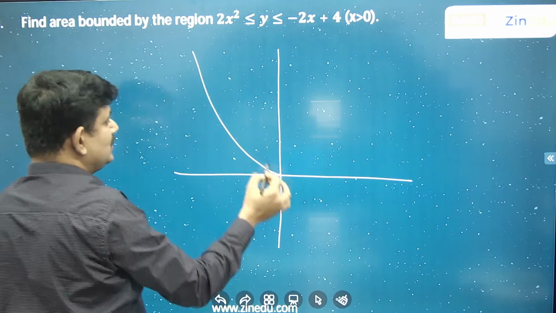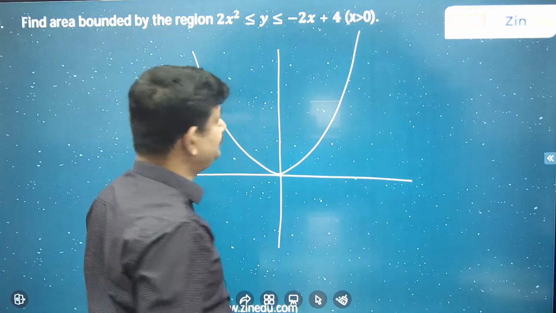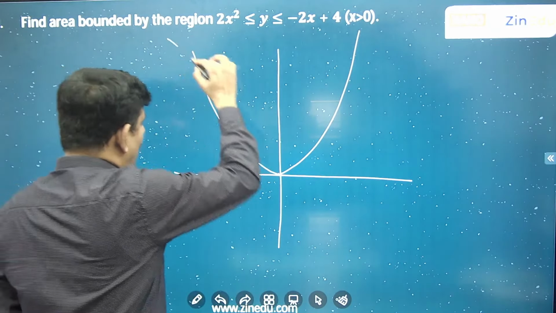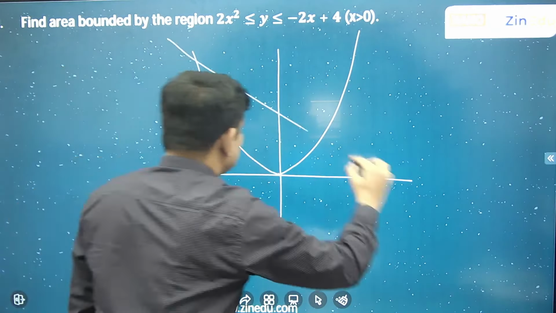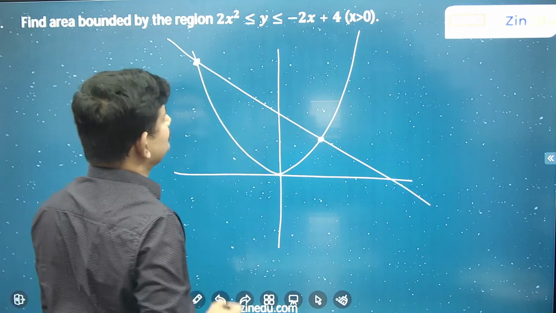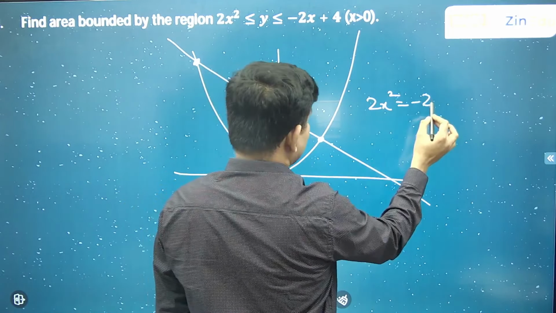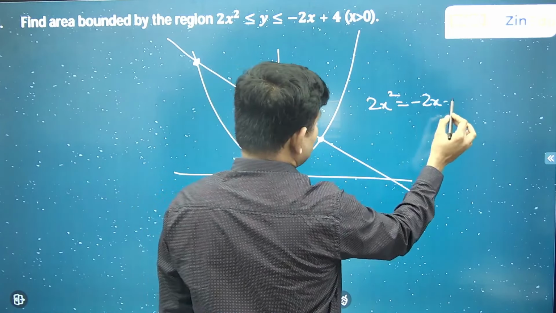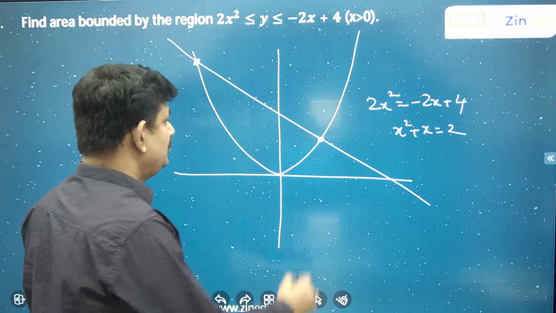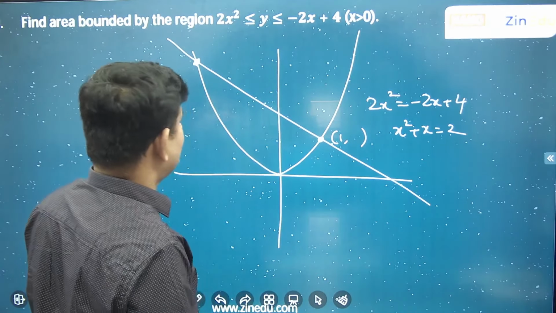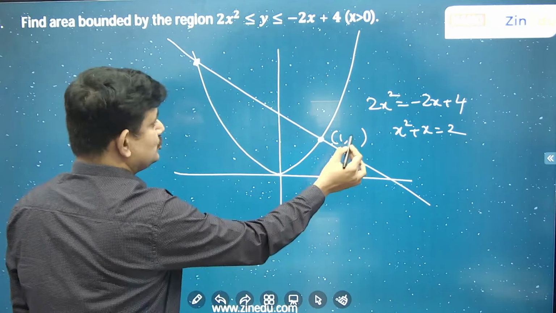Y is equal to 2x square, how will be the curve? Upward parabola. Y is equal to minus 2x plus 4, how will it be? Obtuse angle inclination line. Where will they intersect? 2x square is equal to minus 2x plus 4, or x square plus x is equal to 2. Obviously, one root is x equal to 1. When you put x is equal to 1, y is 2. 1 comma 2 is one point.